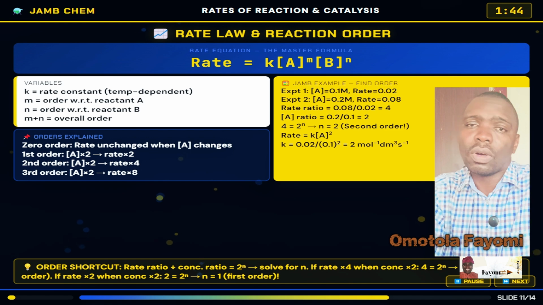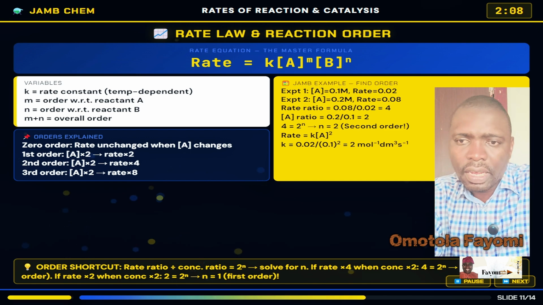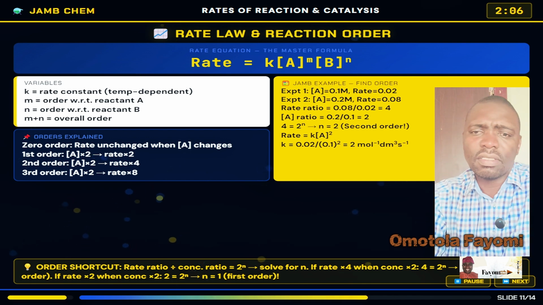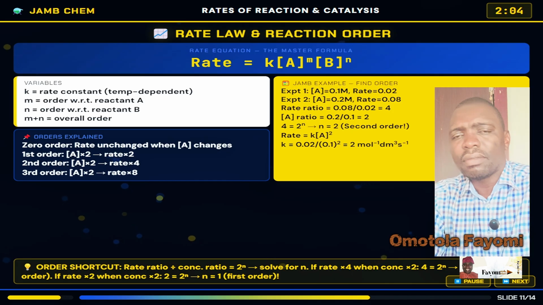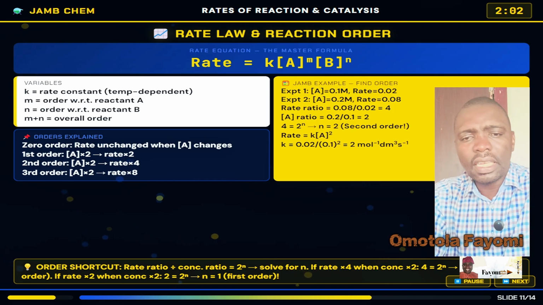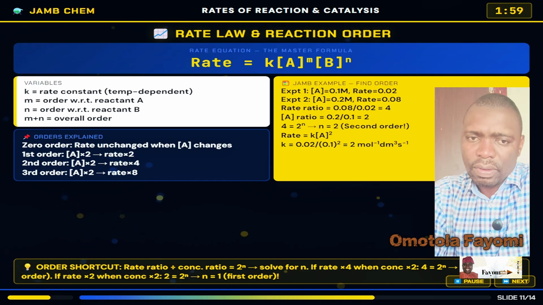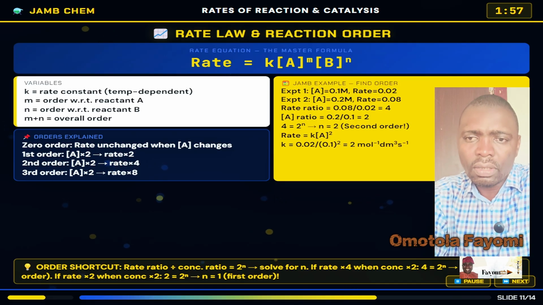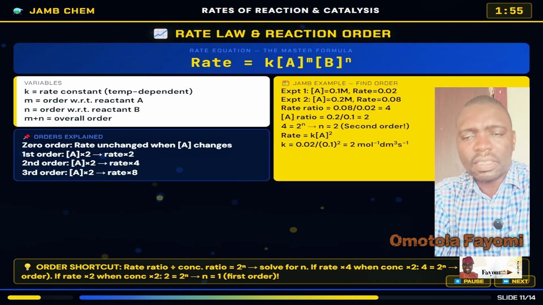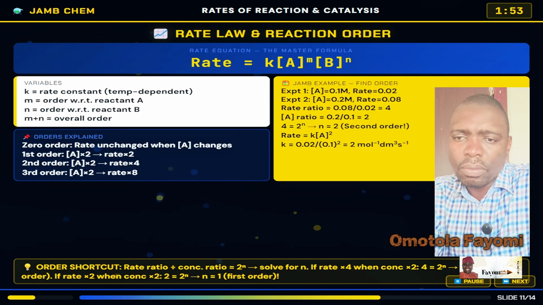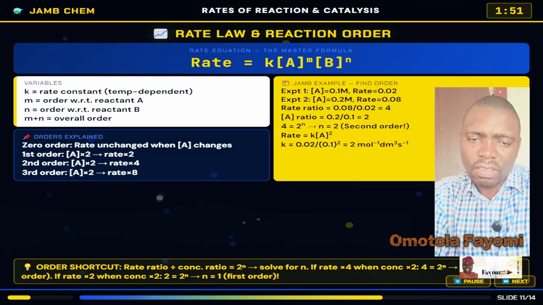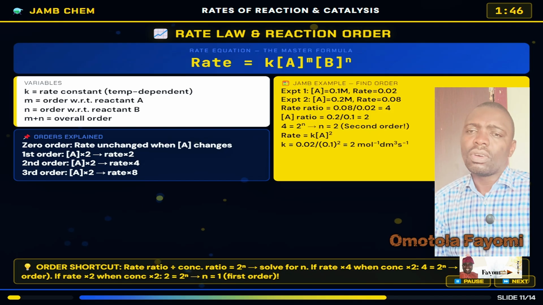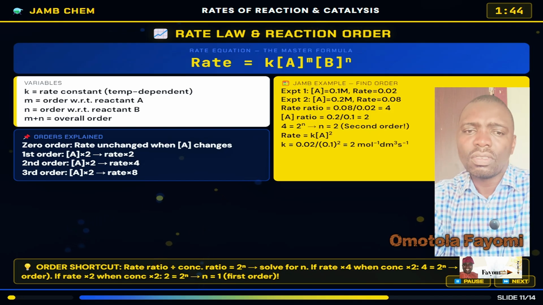So n equals 2. Second order, the rate equation is rate equals k times concentration of A squared, and k equals 0.02 divided by 0.1 squared, which gives 2 mol⁻¹ dm³ s⁻¹. The shortcut: compute the rate ratio, compute the concentration ratio.